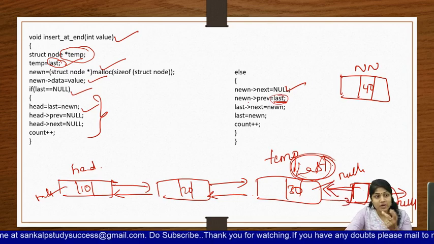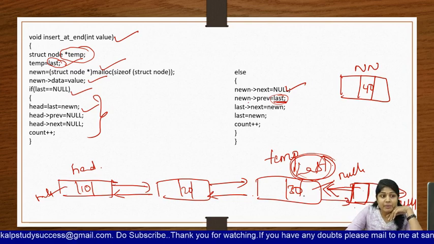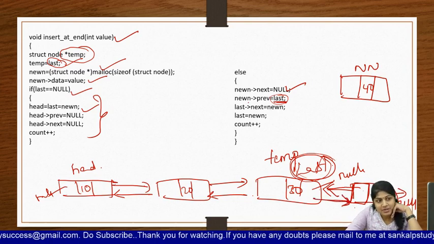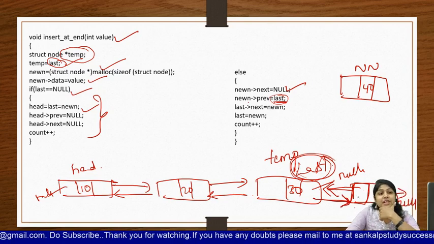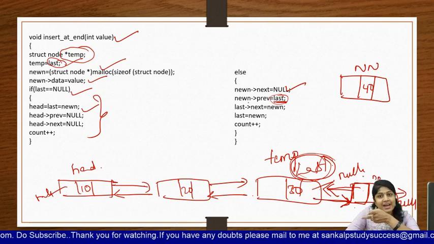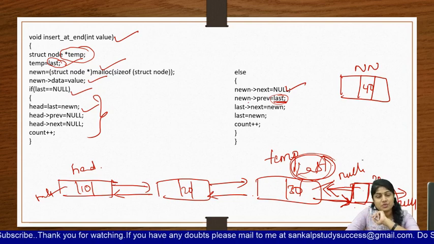It has to come from here to here. What is the condition for that? New node will be the last to next. Okay, so this is last to next, right? So what gets stored in last to next? New node gets stored. So don't forget these two conditions: new node to previous and last to next. Okay? Don't forget these two, right?